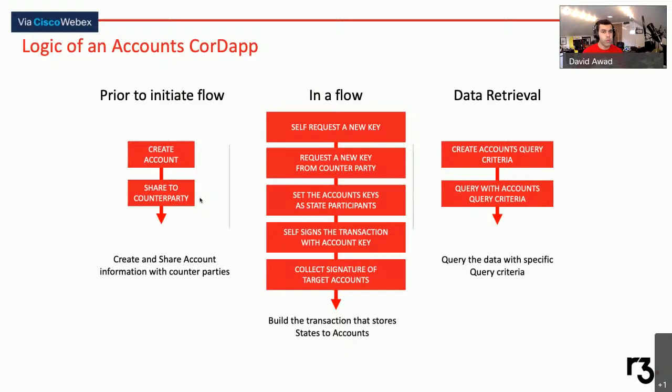So again, when we described earlier how this logic plays out, normally when you're building a CorDapp, you have that abstraction: states, contracts, flows, right? I want to show you what happens prior to initiating a flow, what happens within the flow, and then we'll talk about how you get your data after the fact. So prior to initiating a flow, of course, you have to create an account that you want to use for this, and you have to actually share that account with the counterparty that you're going to create a transaction with. So let's start with that.